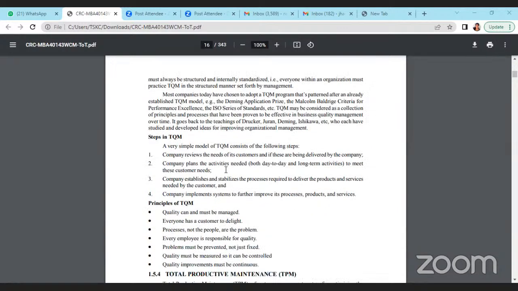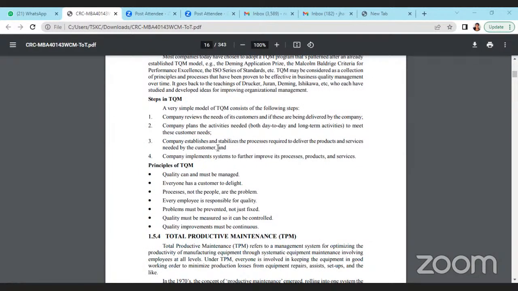Most companies adopt a TQM program patterned after an already established TQM model, meaning a model that has been taken and is being used. Examples are the Deming Application Prize, the Malcolm Baldrige criteria for performance excellence, and the ISO series of standards. These are the different models that have been used. They go back to the teachings of Drucker, Juran, Deming, Ishikawa, and others, who developed and studied different organizational management and organizational development models.